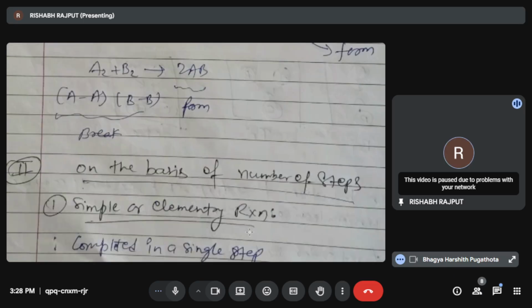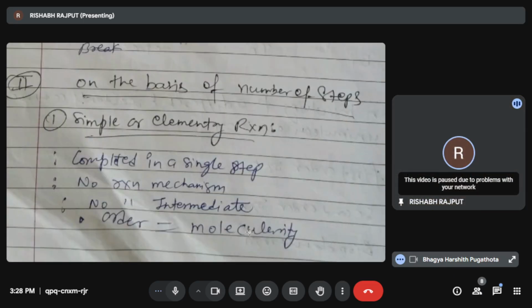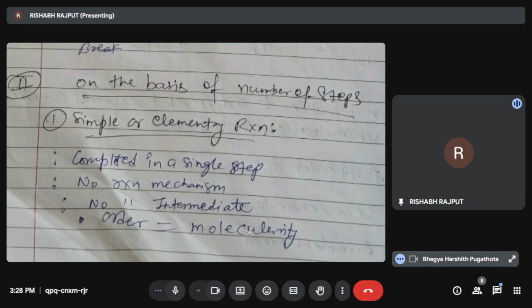And now I am dividing the reaction on the basis of number of steps. Moderate reactions will come in your chemical kinetics chapter. Every reaction is moderate.